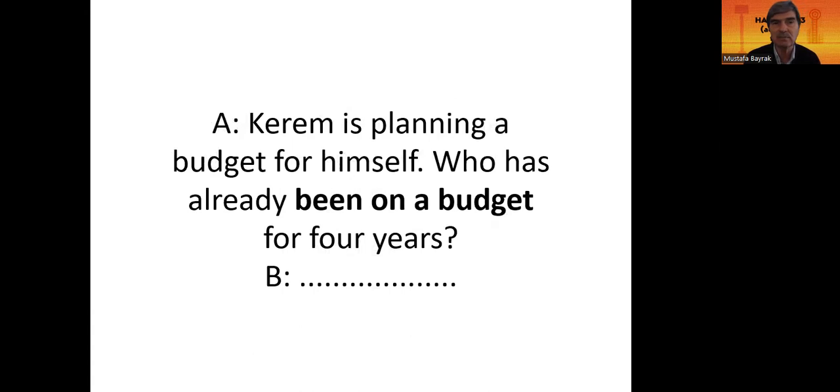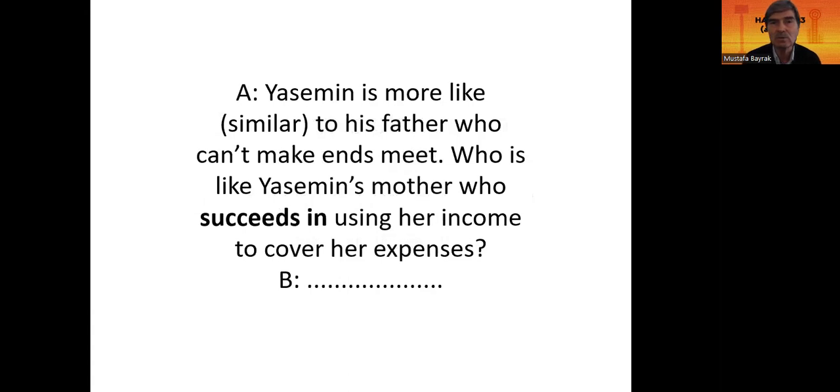Kerem is planning a budget for himself, who has already been on a budget for 4 years. Yes, we just need a subject, as you see. Yasemin is more likely or is more similar to his father, who can't make ends meet, who is like Yasemin's mother, who succeeds in using her income to cover her expenses. Yes, we just need again a subject.